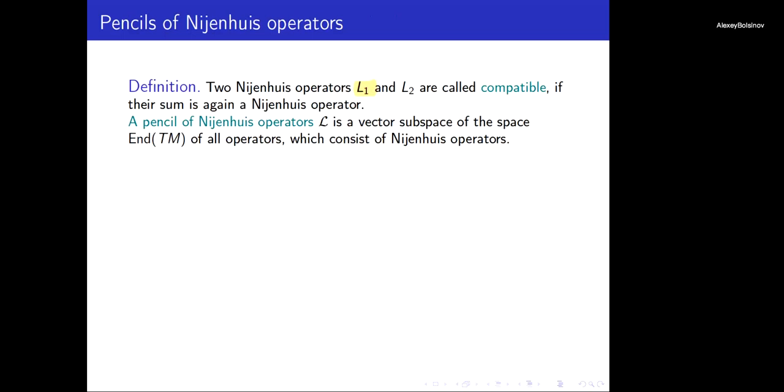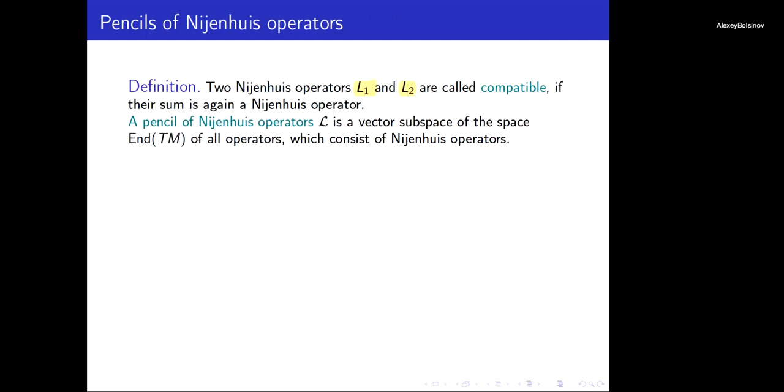in my previous slide, I discussed partners for Nijenhuis operators, partners of different kinds. That was either a Poisson structure or a geodesically equivalent metric or a flat metric. That was a different species, but now the partner in a proper sense: two Nijenhuis operators are compatible, or partners to each other, if their sum is again a Nijenhuis operator.